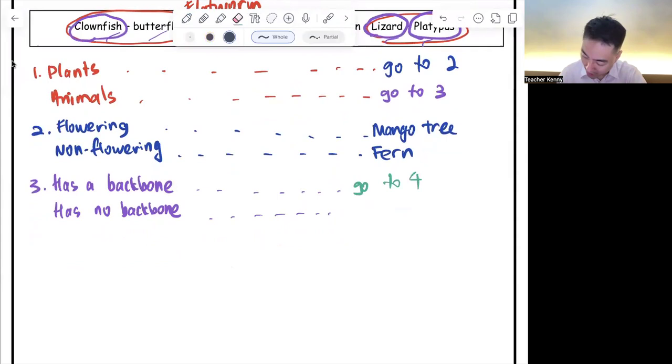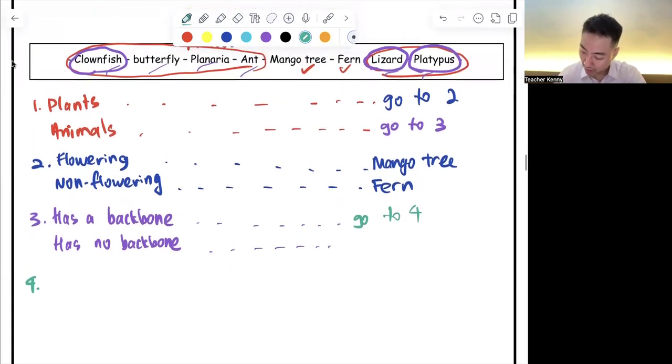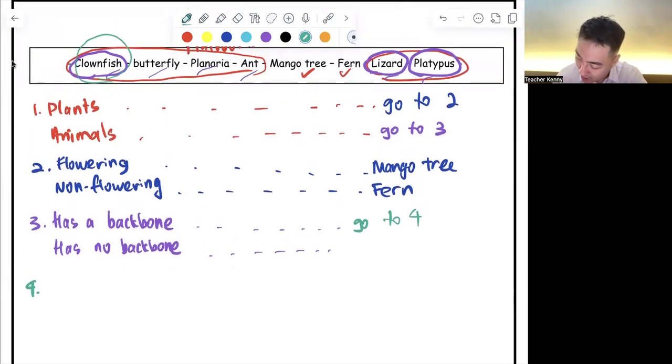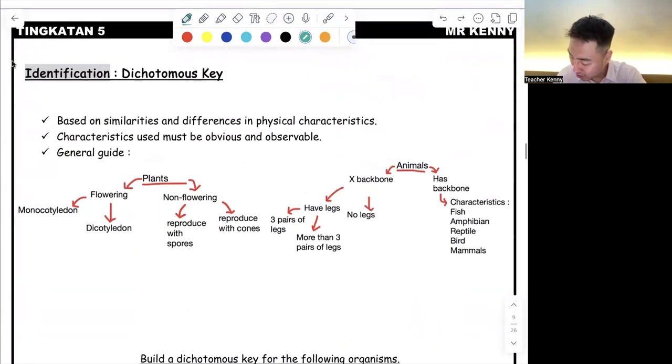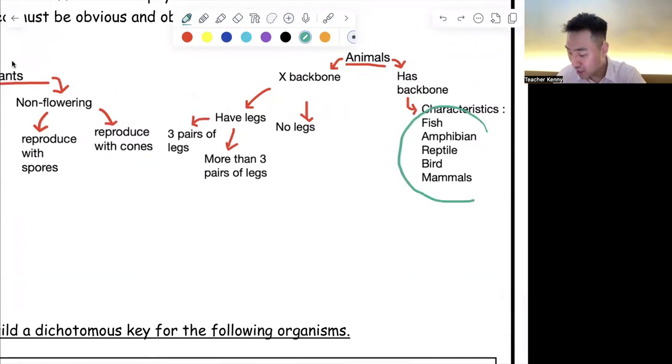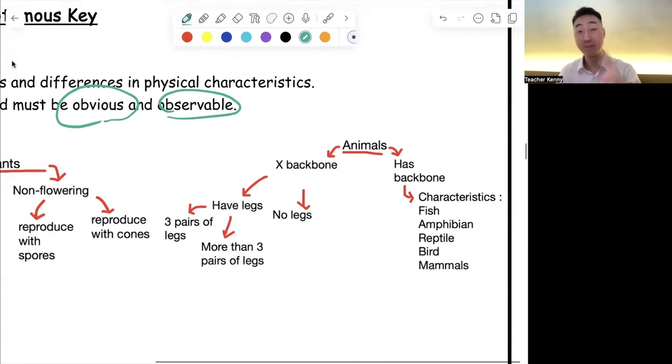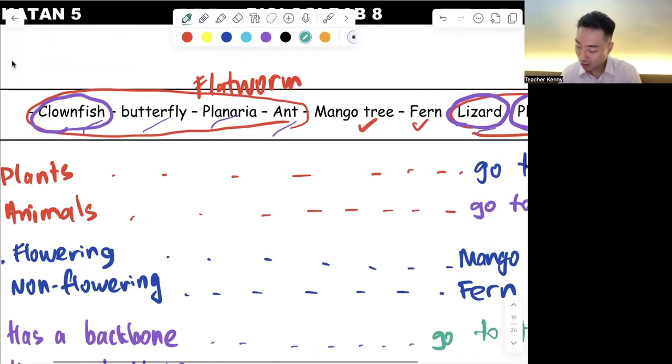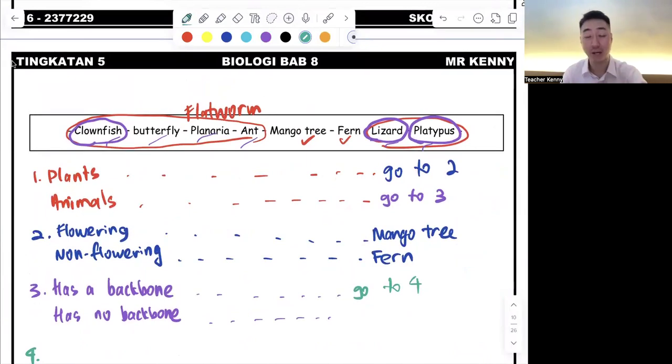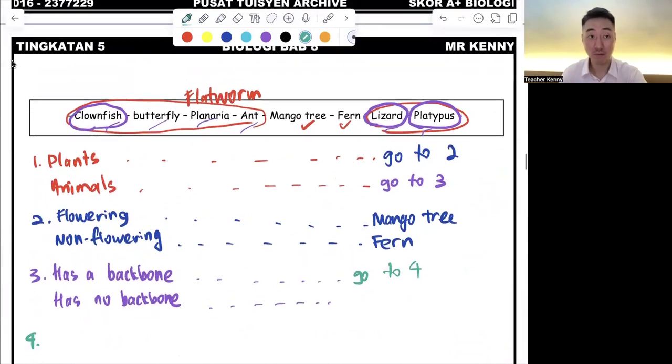We ignore this one first. Let's complete one group at a time. So for number 4, has a backbone, I have the 3 animals here: clownfish, lizard, platypus. Can I write fish, amphibian? Cannot, unfortunately. You have to write characteristics that are observable and obvious. Amphibian is not an obvious thing. Ask, how does the animal look? What is the characteristic of an amphibian? That's what we want. This is just the general. Now, looking at clownfish, lizard, and platypus, if I want to pull one of them out, what characteristics can I use?